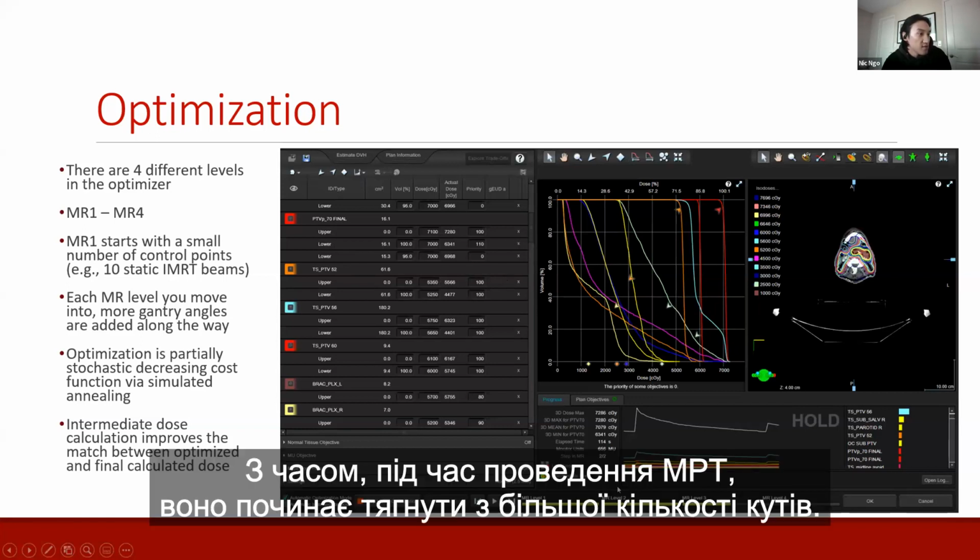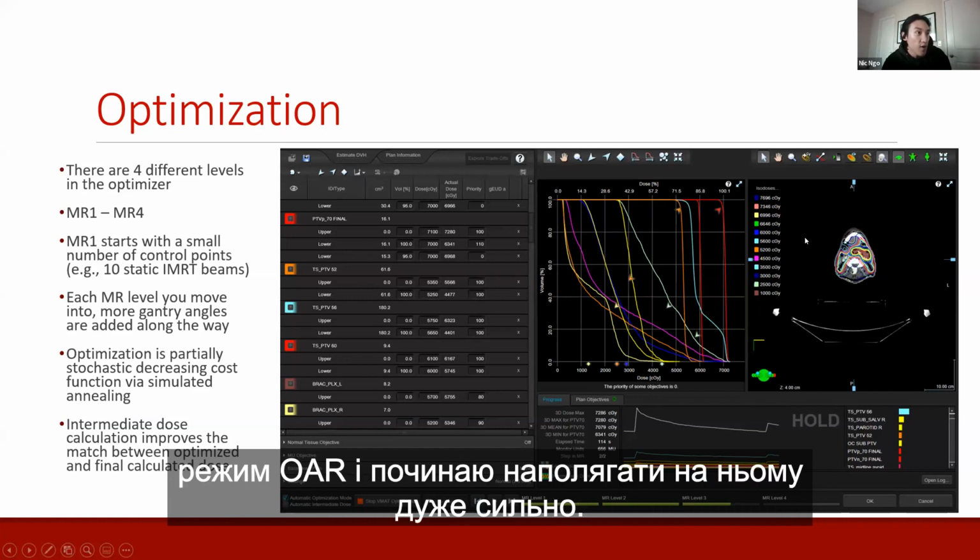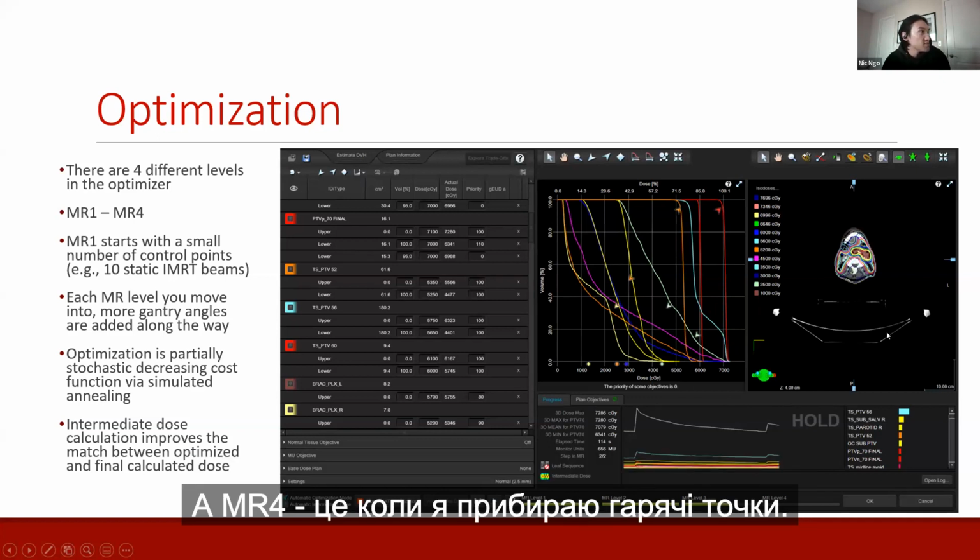Over the course of the MR, it starts pulling from more angles as well. So in MR2 is when I'll start asking for OAR sparing and start pushing really hard. And then MR4 is where I'll clean up the hot spots.